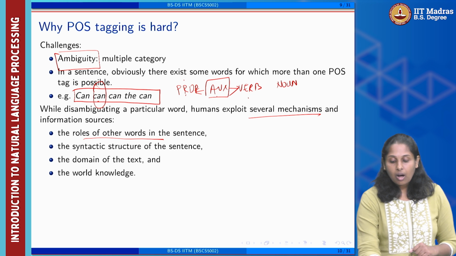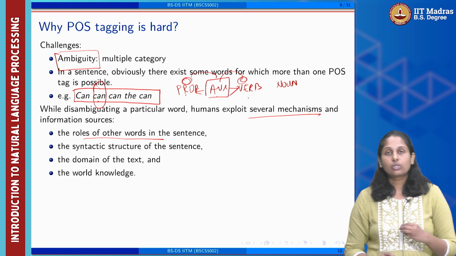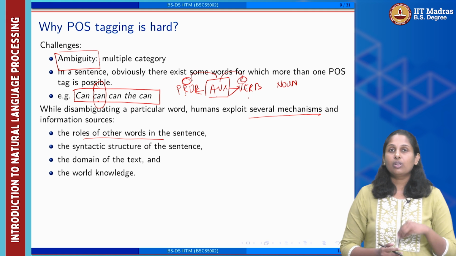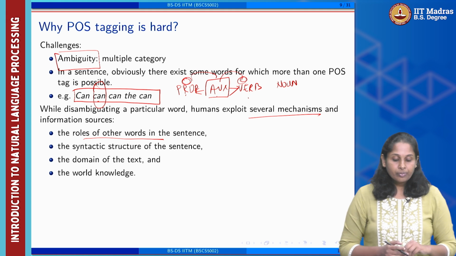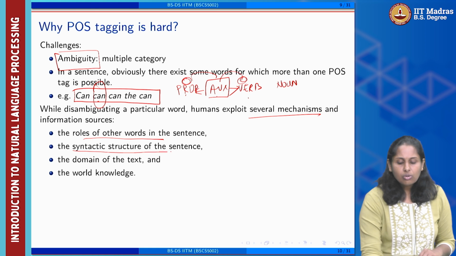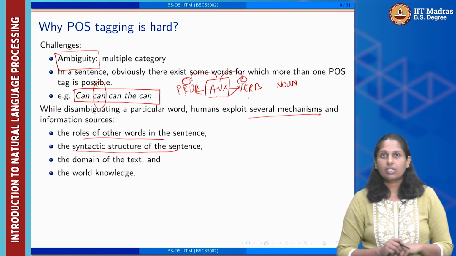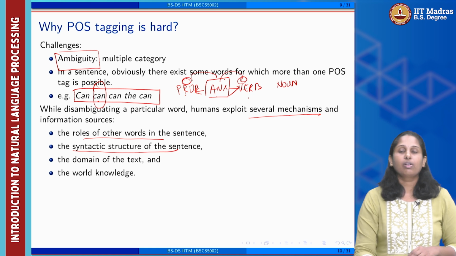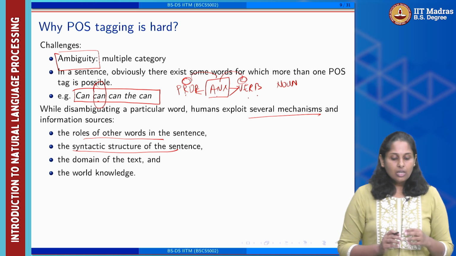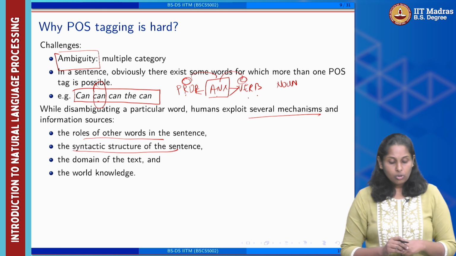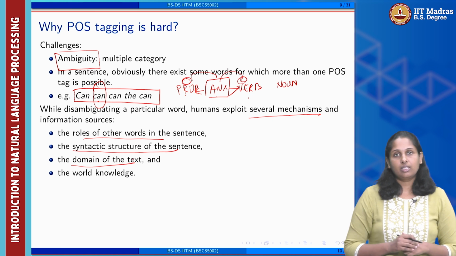So this knowledge of these particular words is being used to understand the role of the current word. Now, we are also using the syntactic structure, because in English an auxiliary will be followed by a verb, right. So this structure is being used, and the domain of the text is being used.